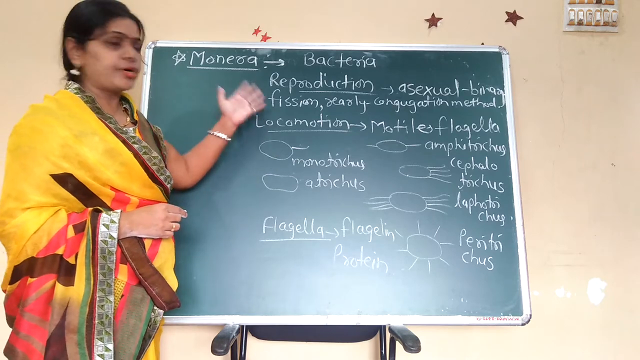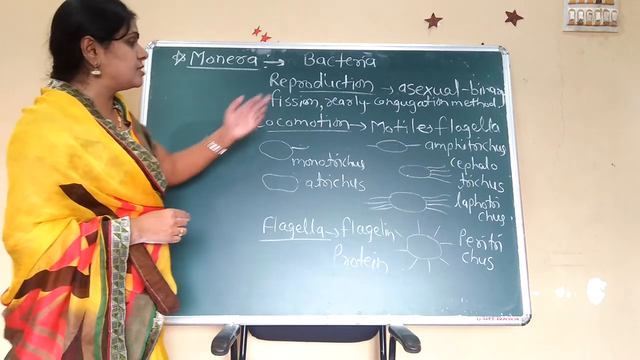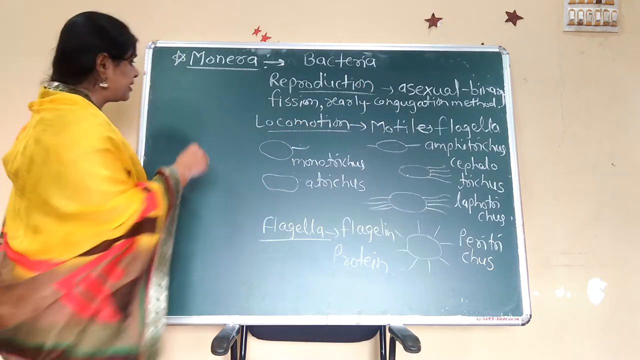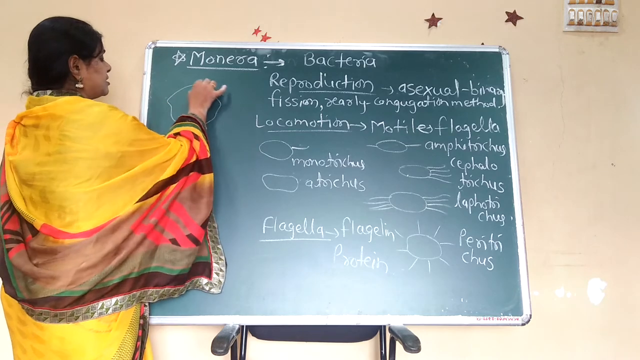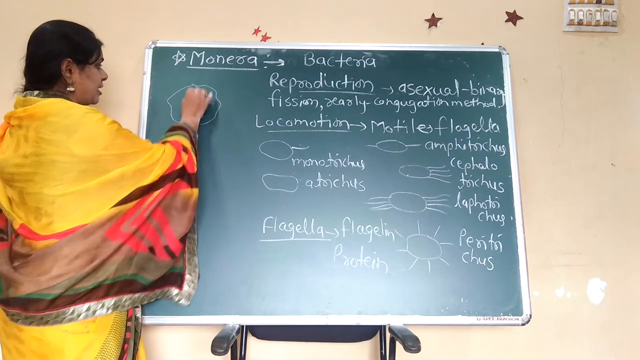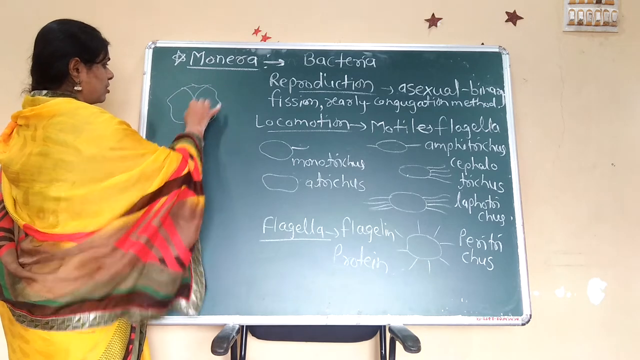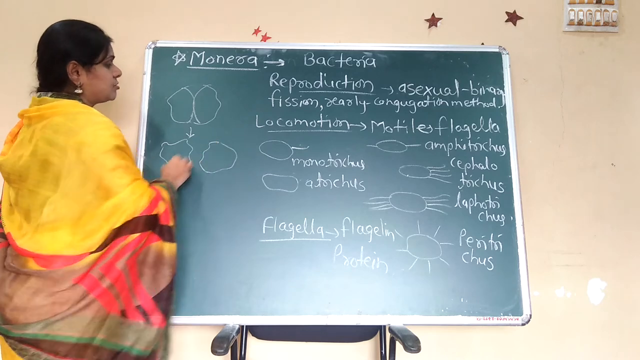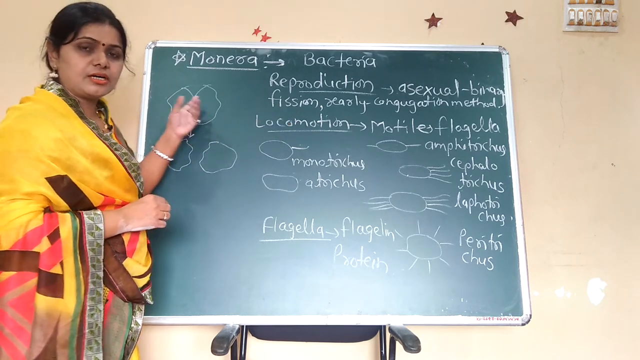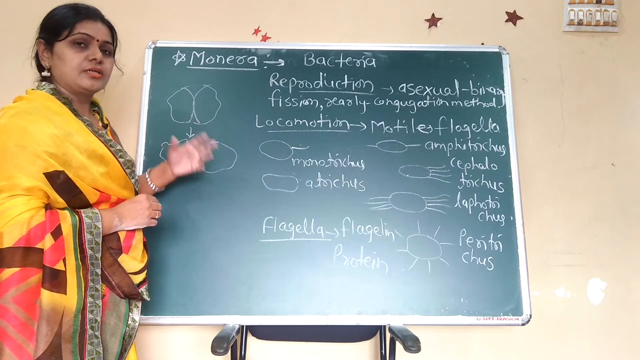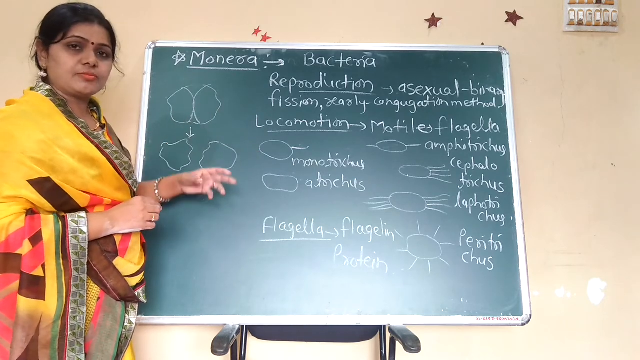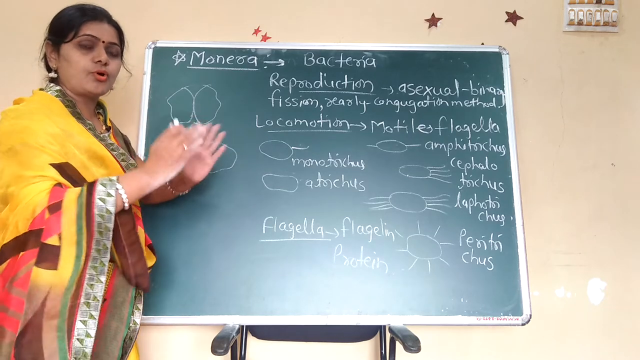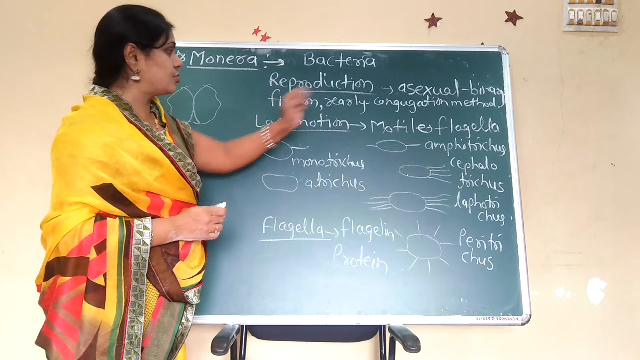Then we see the reproduction of Monera. The reproduction of Monera is the asexual type, and that asexual type is binary fission. Binary fission means if this is the bacteria, this bacteria is divided into two forms here, then this is called binary fission. That is asexual reproduction. There is no need for another organism. It is the same organism; they are divided into two new organisms. That is asexual reproduction.